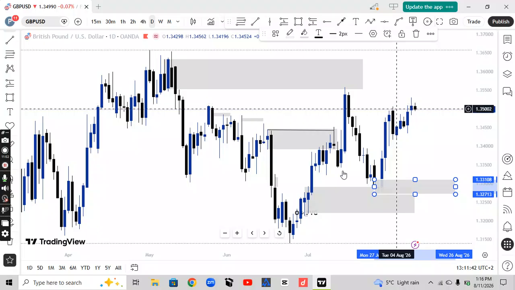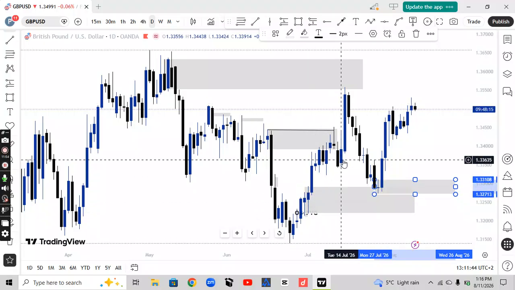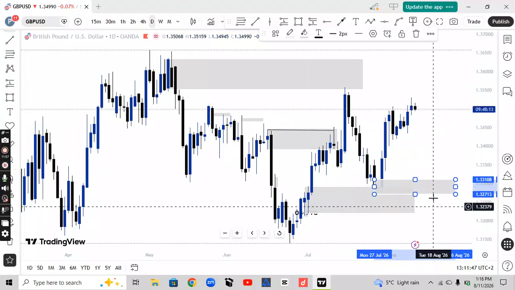pullback, gaining momentum before the price could actually push down.